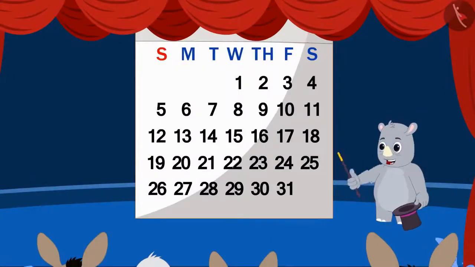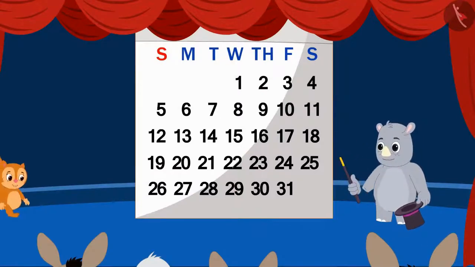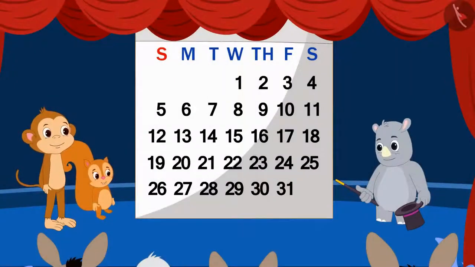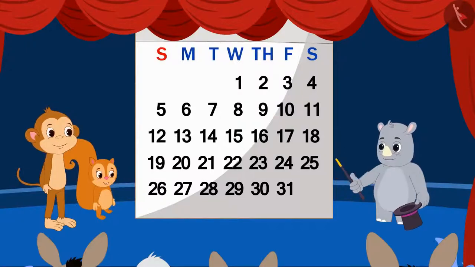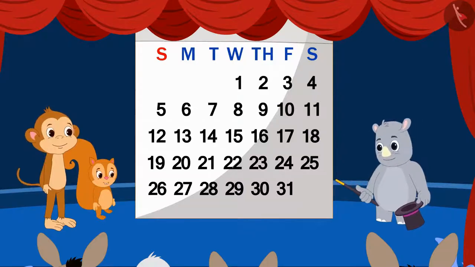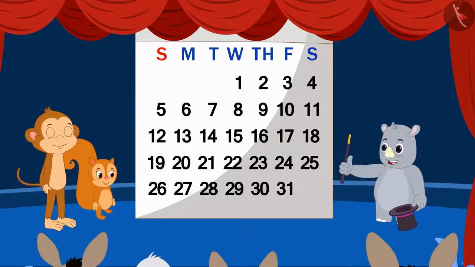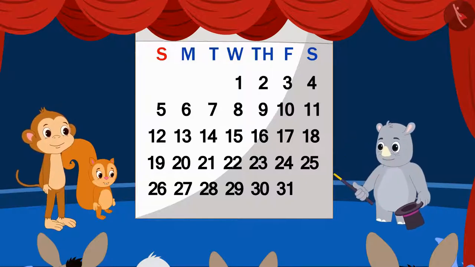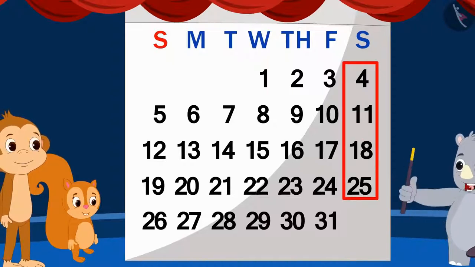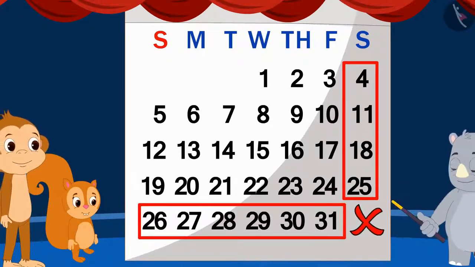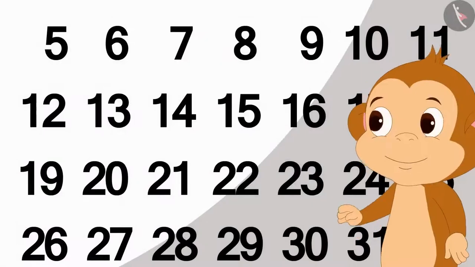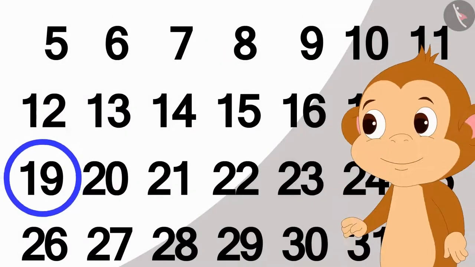First, he called two people on stage. Babban and Chanda immediately got on the stage. He asked both Chanda and Babban to choose a date and make a circle on it. They have to keep in mind that while choosing, the date should not be in the last vertical or horizontal line of the month. Chanda chose the date 7th and Babban chose the date 19th.